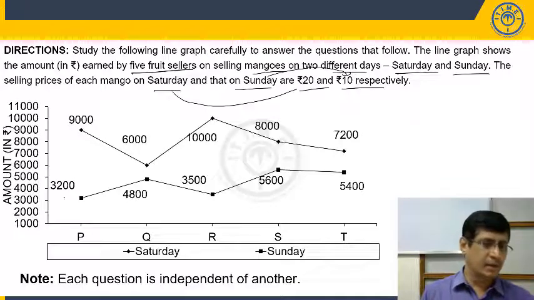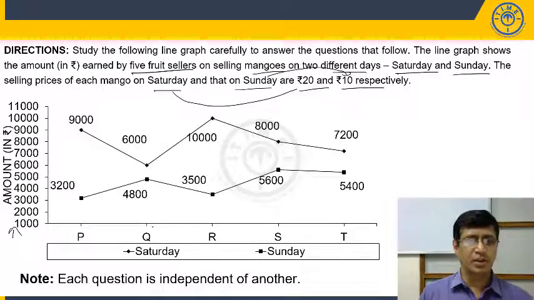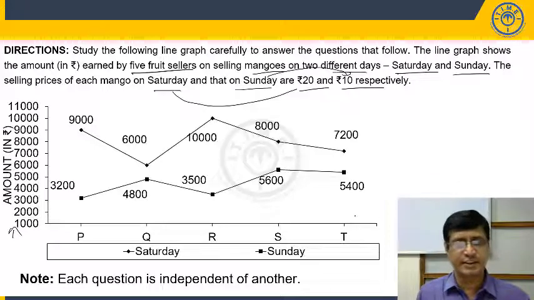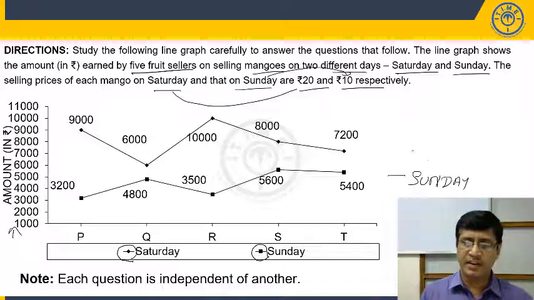Then the amount is given in thousands here. Just look at the values given on the left hand extreme side. And the sellers are P, Q, R, S, T, the fruit sellers. And Saturday and Sunday. Saturday is marked with this symbol and Sunday is marked with this other symbol. So here you can take it as this is Sunday and the other one is Saturday. This is for Saturday.